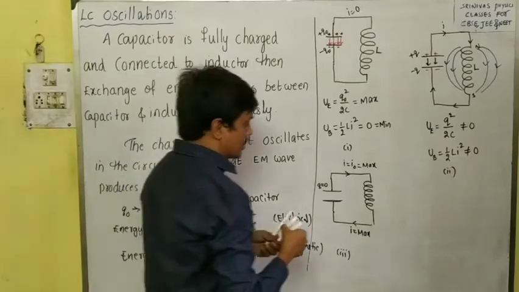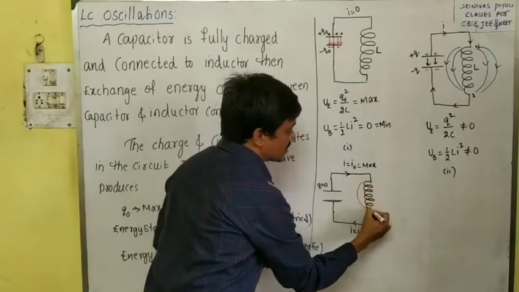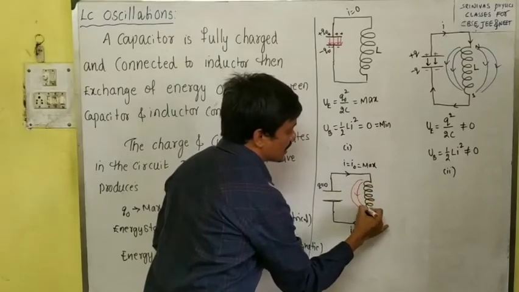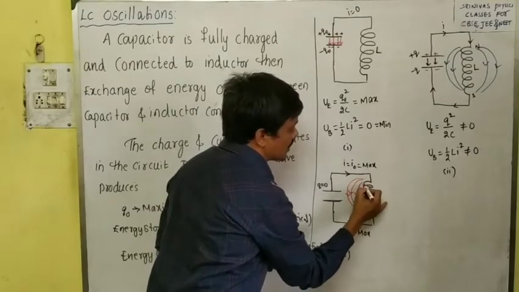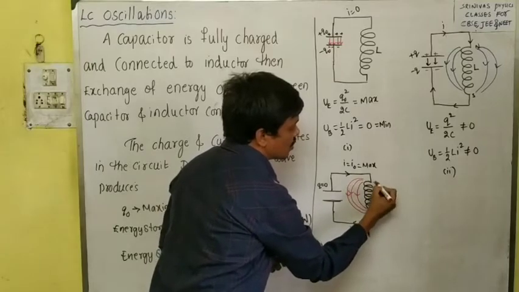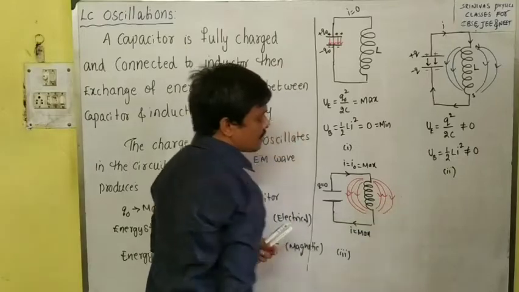Okay, then when the energy stored in the inductor becomes maximum, the lines will be like this. The field is more because the lines are more. The field is strong and the lines are very near. The lines being close means the field is strong. This is the magnetic field.